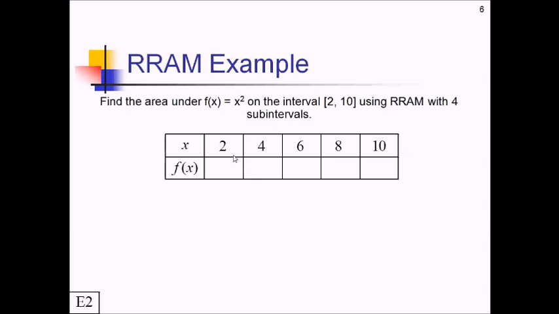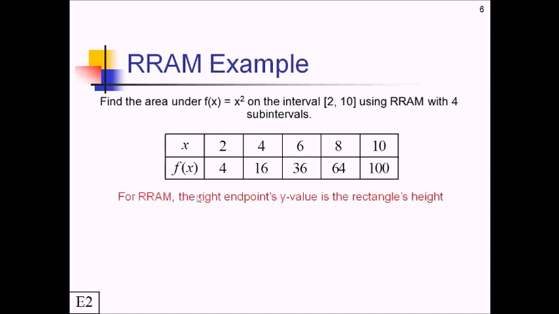Now let's calculate the y values at each of those. Again, we're just squaring stuff for this function. So we've got 4, 16, 36, 64, and 100. Okay, so which of these are we going to be using for RRAM? With RRAM, we're taking the right endpoint's y value for each rectangle's height. So we've got a rectangle that goes from 2 to 4, the x value is 2 to 4, and it has potential heights of 4 or 16. These rectangles, since this is RRAM, they're going to be drawn to the right side here. So we have a height of 16 for this first rectangle.